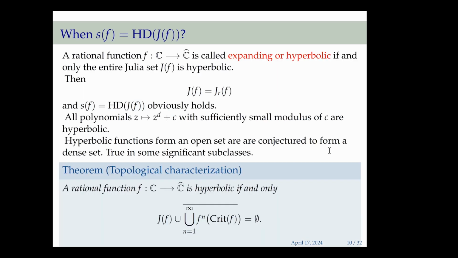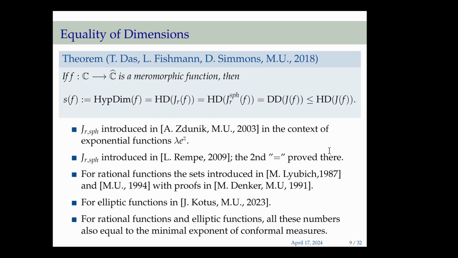Let me bring the following definition. If we have a rational function, then this function is called expanding or hyperbolic if and only if the whole Julia set is hyperbolic. Then, in particular, the Julia set is equal to the set of radial points, and we are in the good situation. Obviously, all these numbers, including the Hausdorff dimension, are equal.